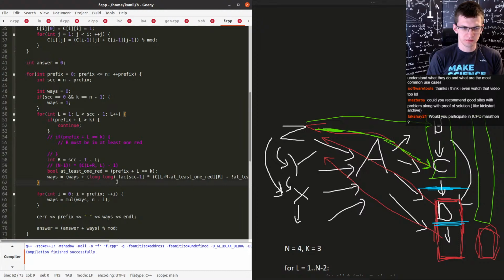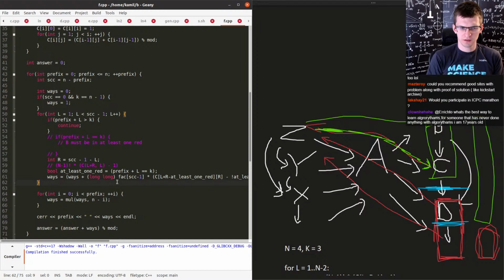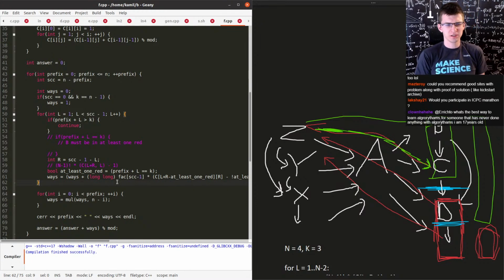ICPC marathon, what would that be? I participated in long contests, but just solving standard problems for 24 hours would be very boring and also exhausting.